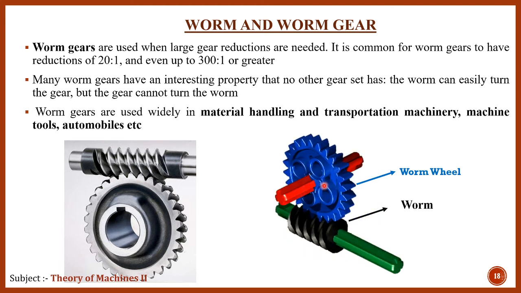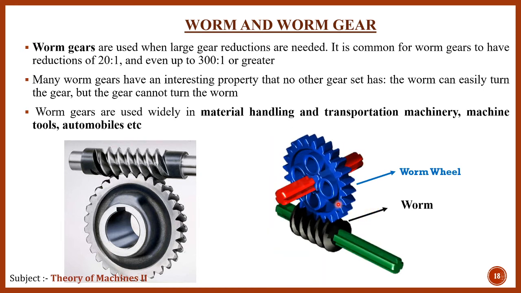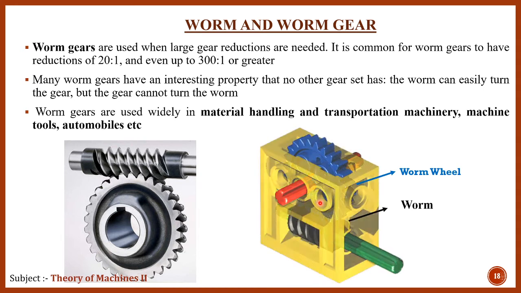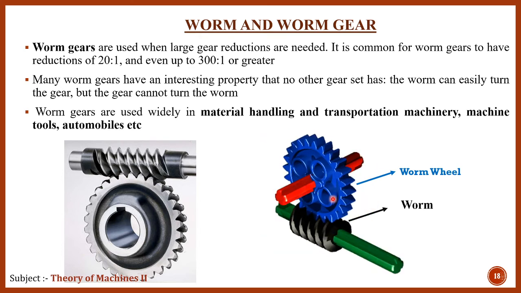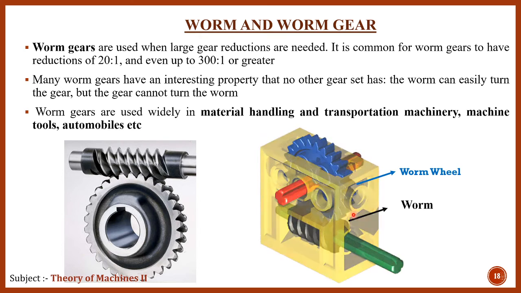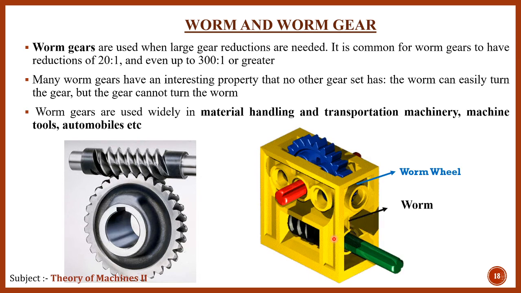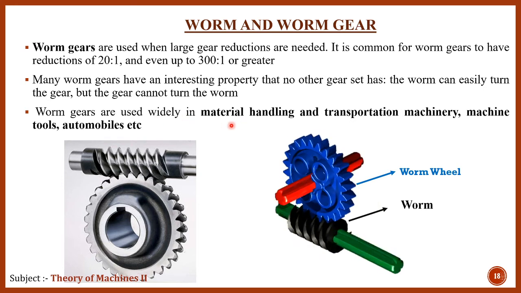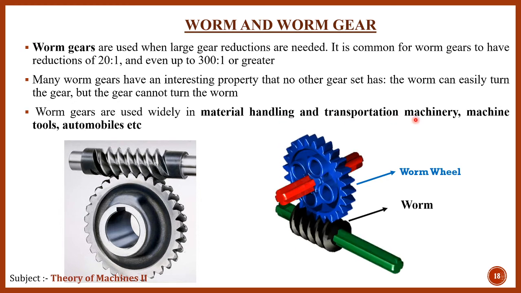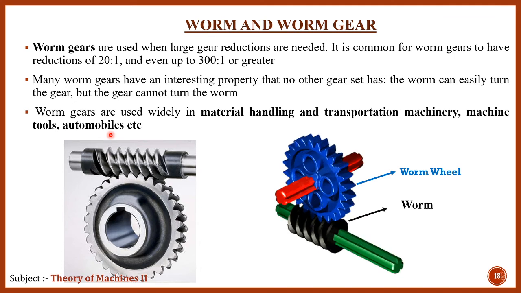This is because of its inherent properties. These are used in cranes. Again, in the case of lifts, we use this type of gears. In this case, we can't transfer the motion from the worm wheel to the worm. Every time we have to transfer the motion from the worm to the worm wheel only. The applications of the worm and worm wheel are material handling, the transportation industry, machine tools, or the automobile industry, etc.